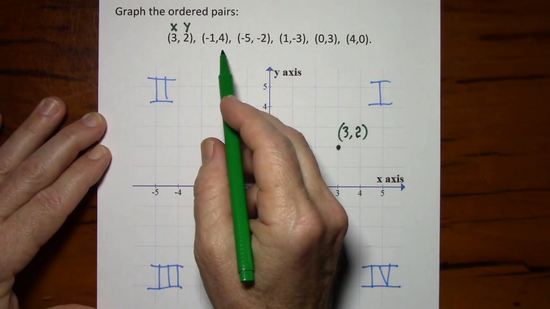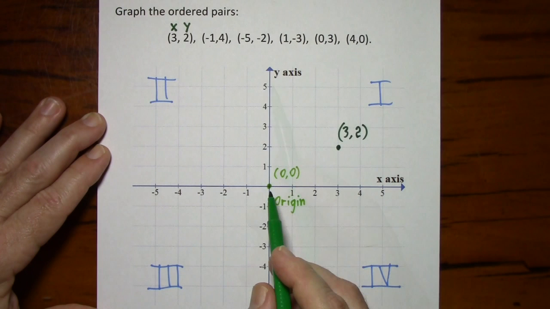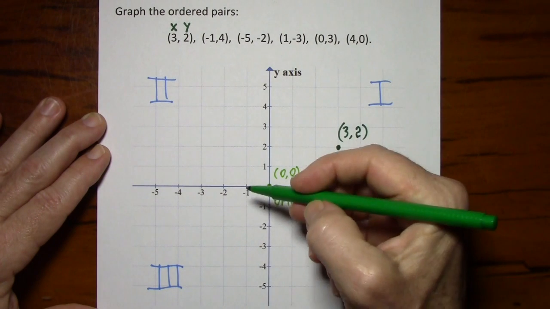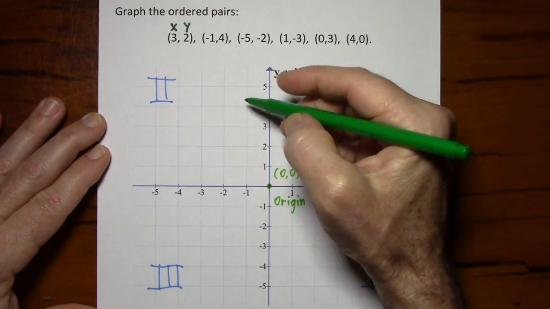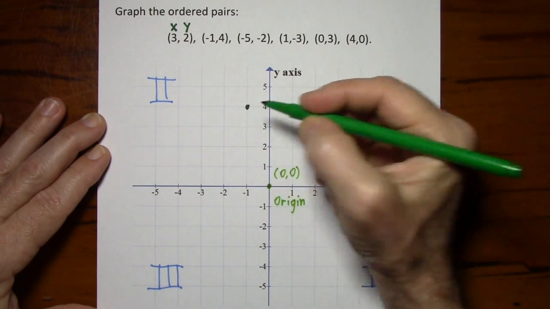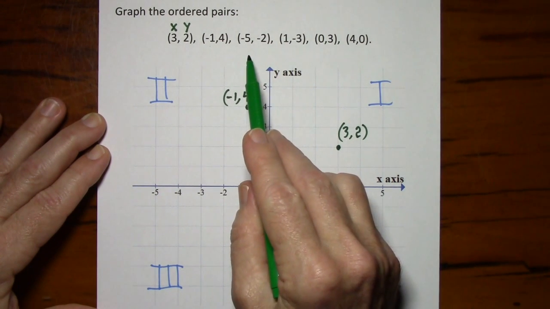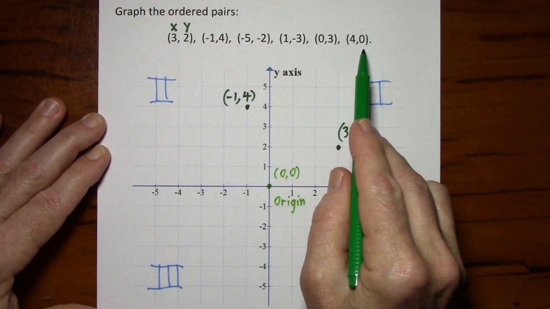For -1, 4, for the x value you move over -1, and then for the y value you move up 4. We put a dot right there. If you think you have the hang of this, if you want to pause the video and try these, that would be fine.